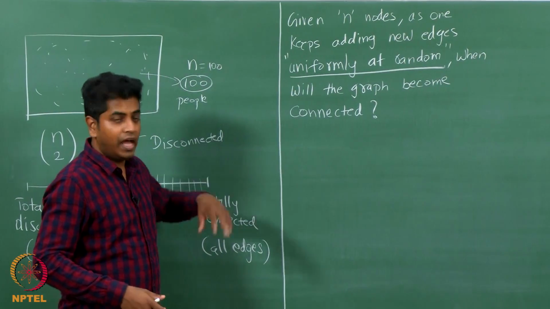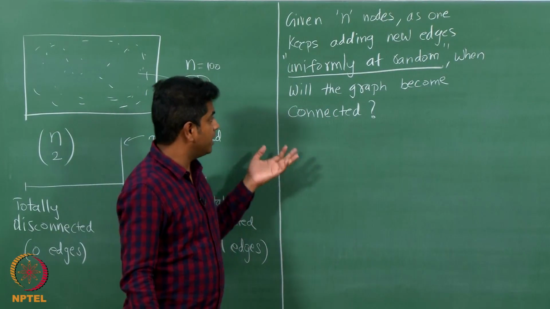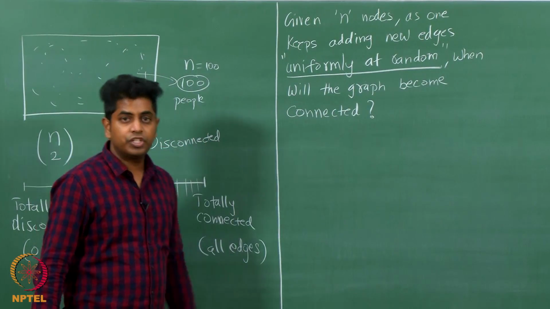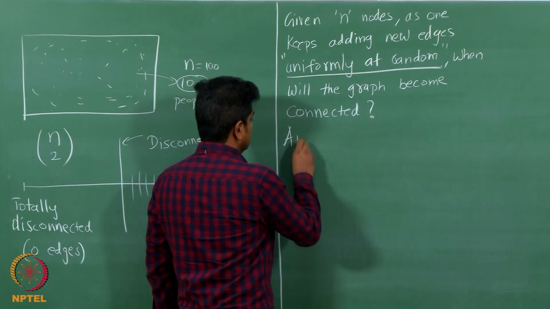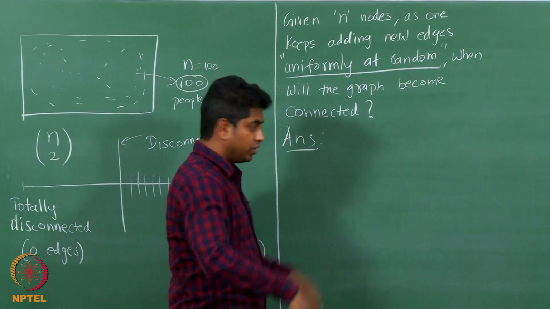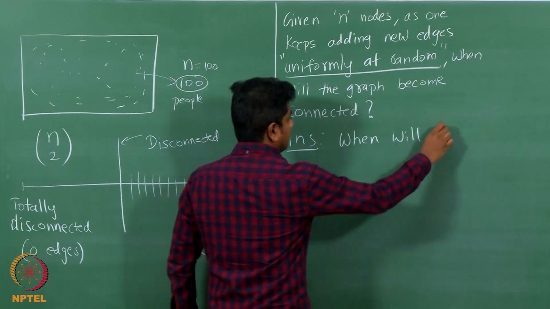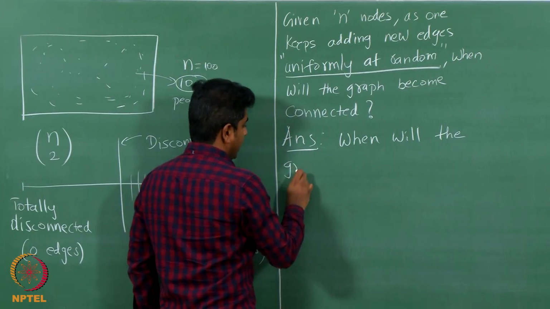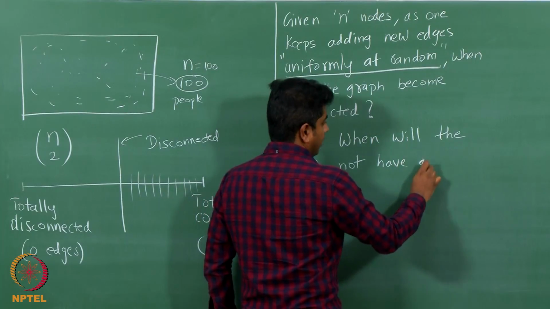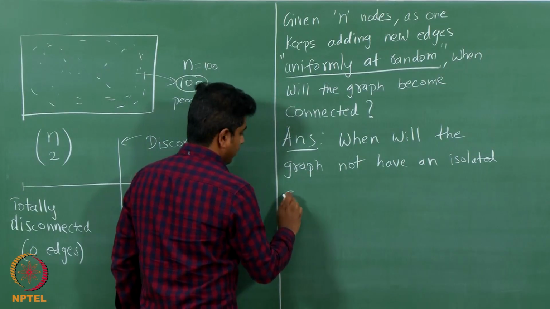Similarly, I am asking this question, as you keep putting edges, what do you guess will be the number of edges that it takes for you to make the graph become connected? Let us answer this question with a small observation. Okay, I will answer this question by asking this question: when will the graph not have an isolated vertex?